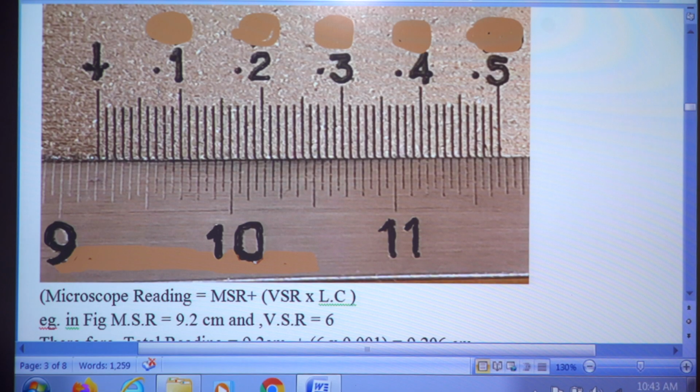Similarly, this is the vernier. The vernier has 50 divisions. Usually it is marked 0, 0.1, 0.2, 0.3 and so on, but actually it is 10, 20, 30, 40, 50. So 50 divisions are on the vernier.